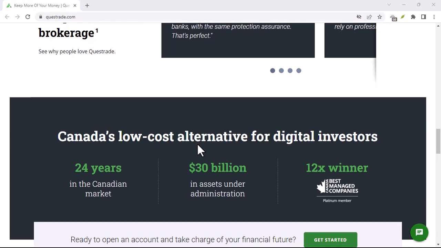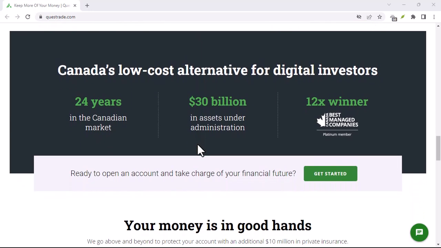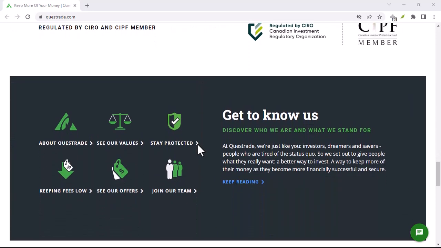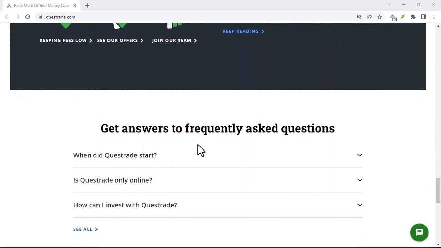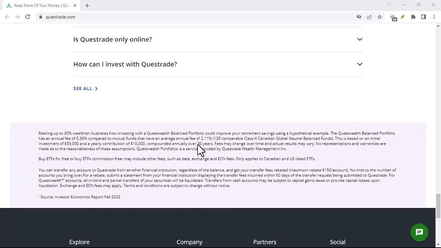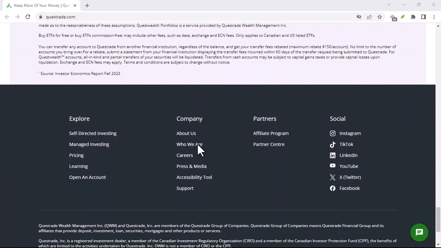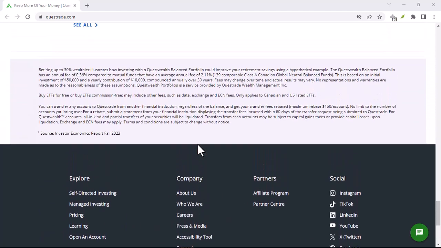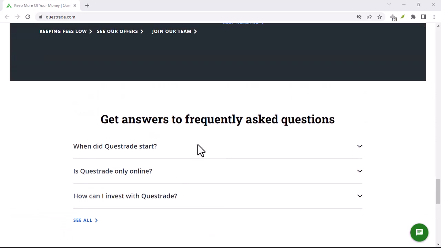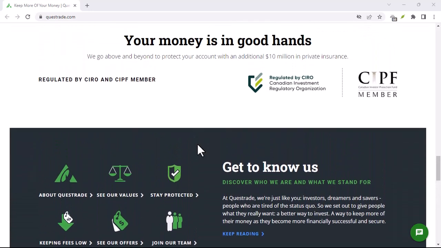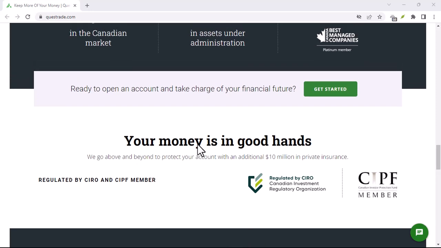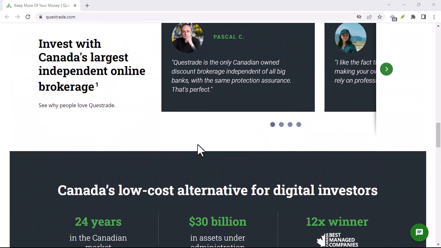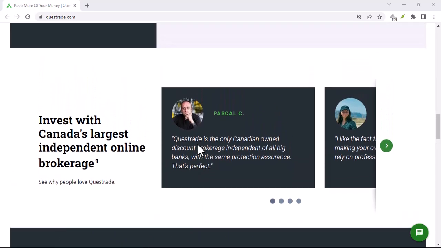Questrade offers education savings plans, specifically the Registered Education Savings Plan, or RESP. The RESP is designed to help parents save for their children's post-secondary education. The government provides grants, such as the Canada Education Savings Grant, CESG, which can significantly boost your savings. The RESP offers tax-deferred growth, and withdrawals are taxed in the hands of the beneficiary, typically the student, who is usually in a lower tax bracket. This makes it an efficient way to save for education.